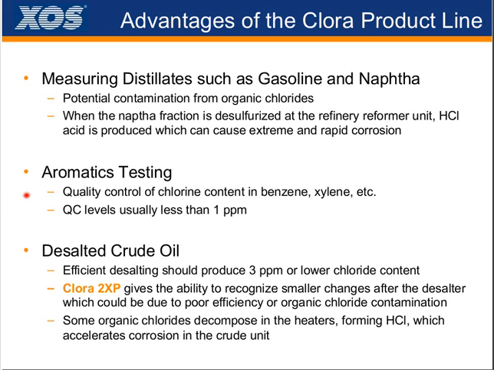Aromatics testing, like I said previously, the benzene, toluene, xylenes of the world, these actually command a very low level, sub-ppm performance. Our method is written from 0.5 ppm up to 15 ppm. The QC levels are usually less than 1 ppm for most of these products. And with the Clora, it's a very simple process. These are clean products. You put them in a sample cup and you just run them. It doesn't get much easier than that.